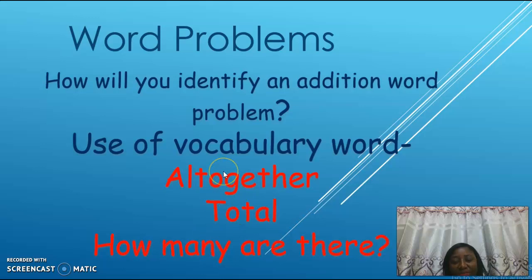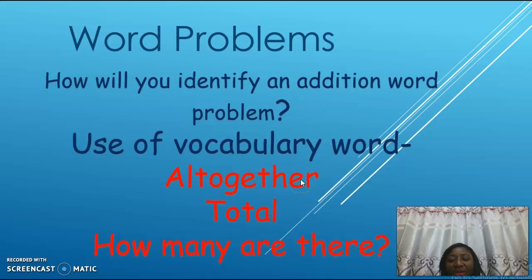The first word I want us to look at is the word altogether. When we have a word problem that's got altogether embedded in it, it automatically means that that problem is an addition problem. Because what altogether means is getting all the numbers in question, making them a whole, and taking a higher count of each. So when you have a problem that's got the vocabulary word altogether, that tells you it's an addition problem.